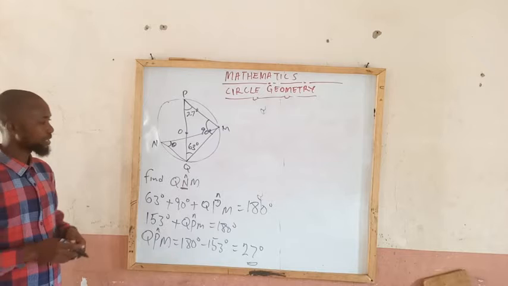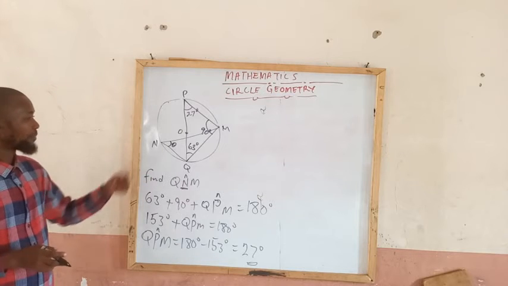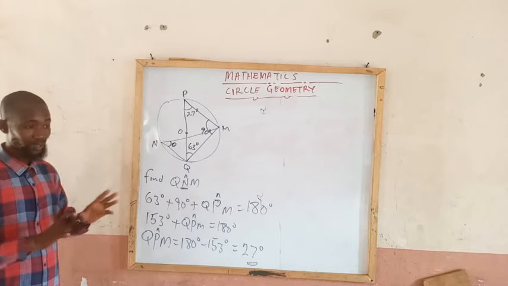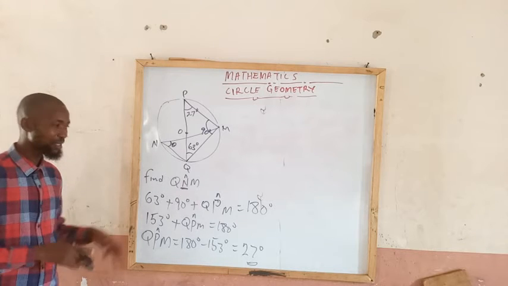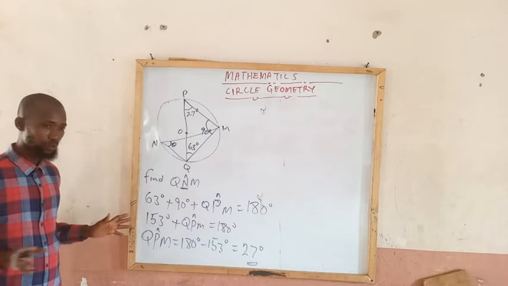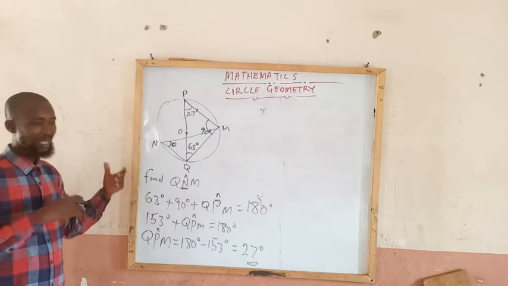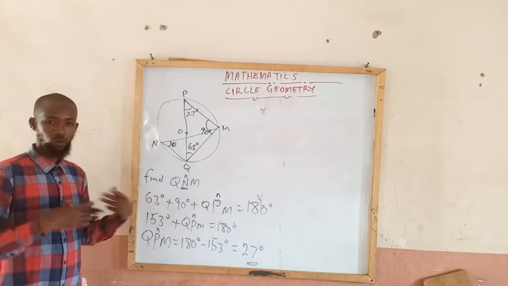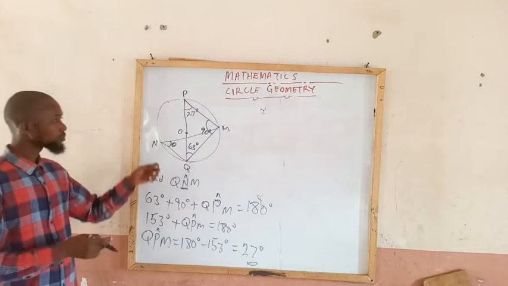Now I can think of what I'm asked to do. I'm asked to find angle Q. Remember, we have learned so far three theorems. To this class, we want to assume only three theorems exist. I'm not saying that there are no other theorems that exist in dealing with circle geometry, but for now, only three theorems exist to us because of our level.